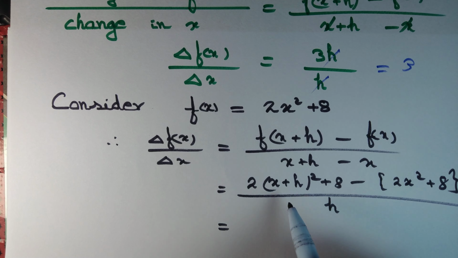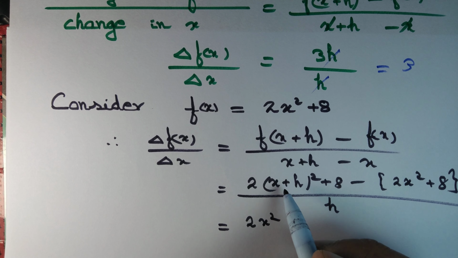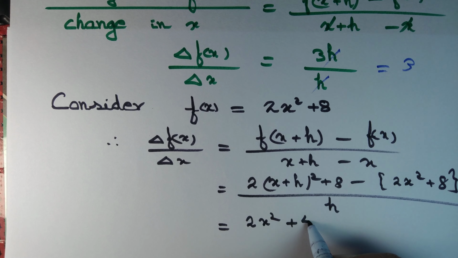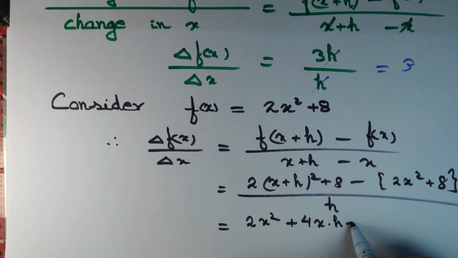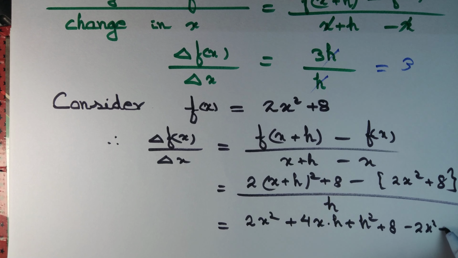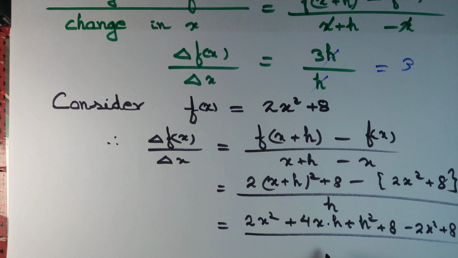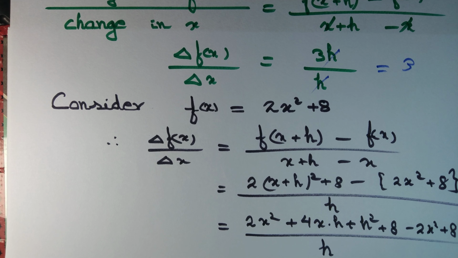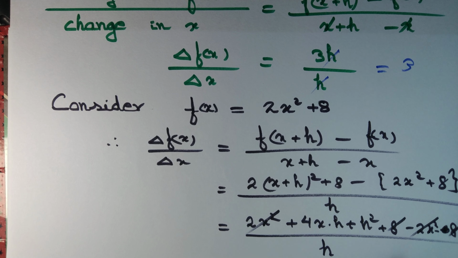We can expand it: 2 times (x plus h) squared, where (a plus b) squared is a squared plus 2ab, so 2xh, and 2xh into 2 is 4xh, plus h squared, plus 8, minus (2x squared plus 8), divided by h as it is. Can we cancel something? Yes, 2x squared gets cancelled. Minus plus minus, so this is minus 8. 2x squared gets cancelled, and 8 and 8 get cancelled.